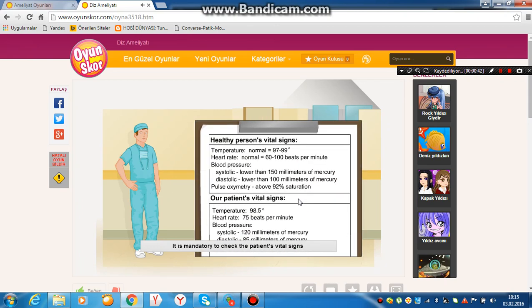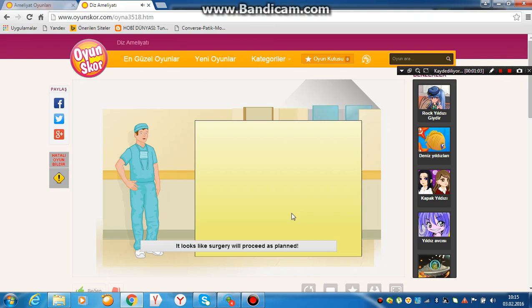It is mandatory to check the patient's vital signs before beginning surgery. An anesthesiologist in the operating room performs this step. If the patient's vital signs are not in normal ranges, we will not proceed with the surgery. Using the healthy person's vital sign chart as a reference, can our patient undergo surgery today? Yes. It looks like surgery will proceed as planned.